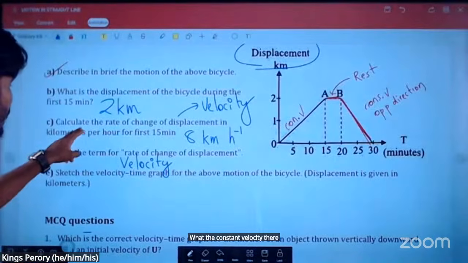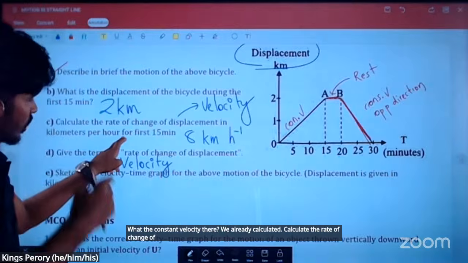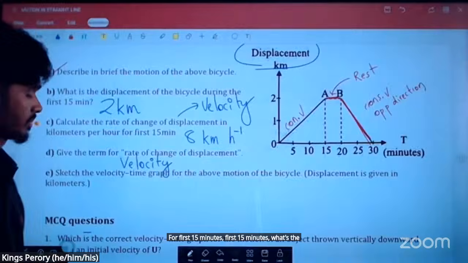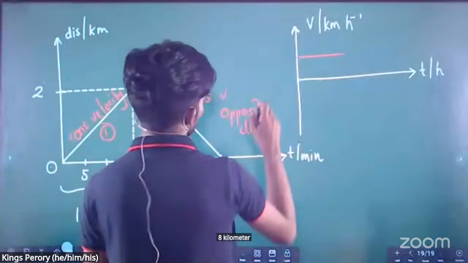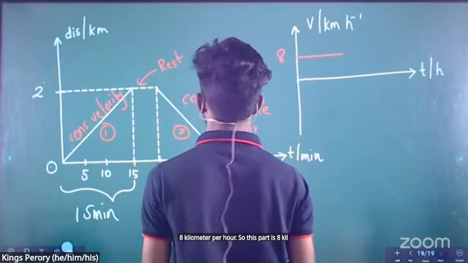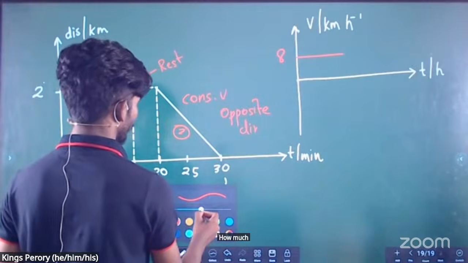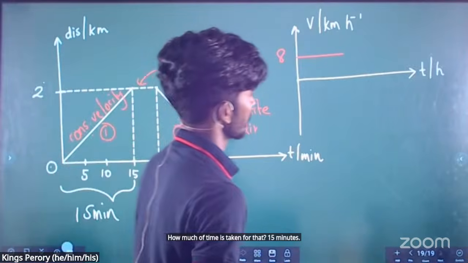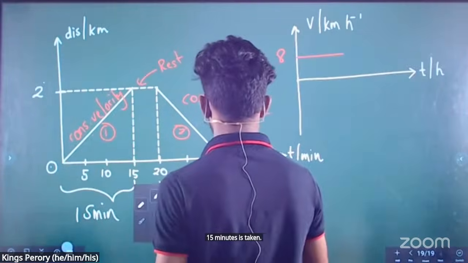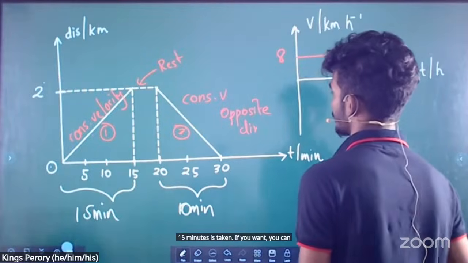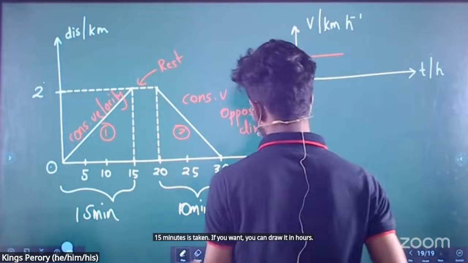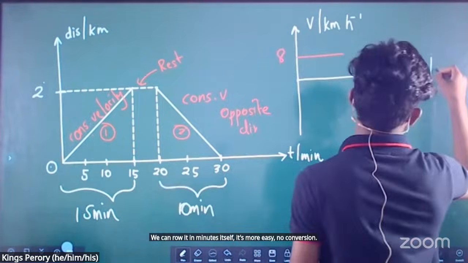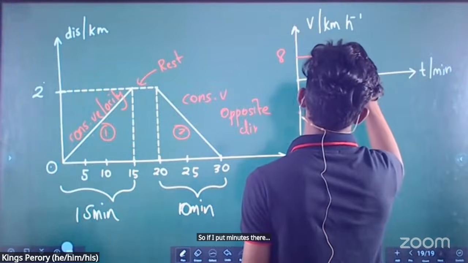We already calculated. Calculate the rate of change of displacement in kilometer per hour for the first 15 minutes. First 15 minutes, what's the constant velocity? 8 kilometer per hour. So this part is 8 kilometer per hour. How much time is taken for that? 15 minutes. If you want, you can draw it in hours. Or we can draw it in minutes itself. It's easier. No conversion. So if I put minutes there, in 15 minutes.